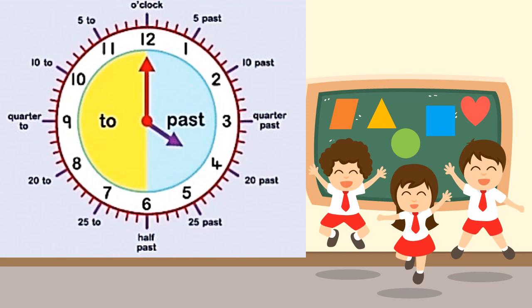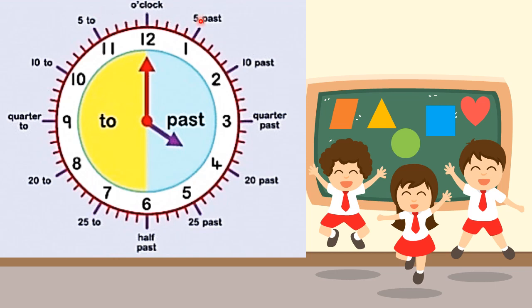So we have two sides. This side is the past side. And this side is the to side. So here, when we go this side, or 1, 2, 3, 4, 5, any number in here, we use the word past. And when the long hand is pointing to any number in here, we use the word to.